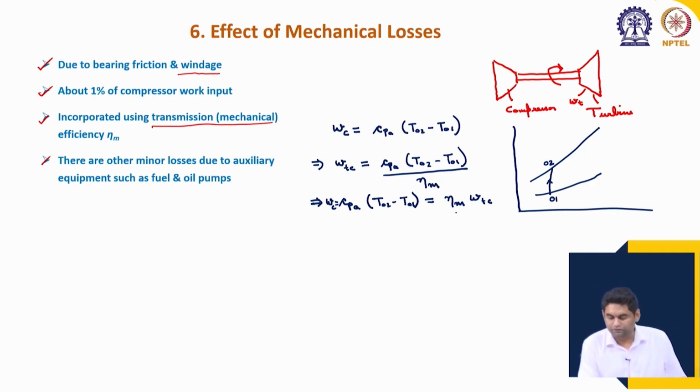So, this value of mechanical efficiency is very high, of the order of 0.99, because for large devices the frictional losses are very small compared to the work required for running the compressor. So, using this we can take into consideration how much work will be needed by the turbine to run the compressor, and accordingly we can do the calculation based on this equation.